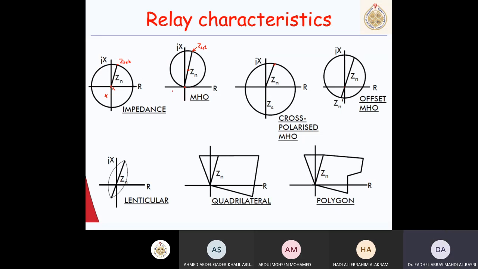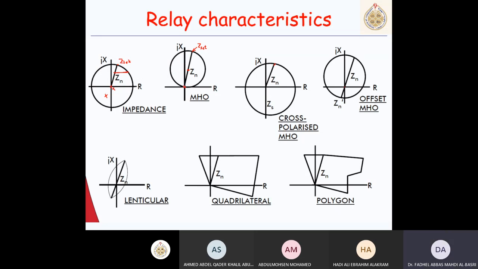The advantage of the mho, however, is that it gives you good resistive coverage of faults here, at the middle of the line. I can have up to this fault resistance and still it can detect this as an internal fault.